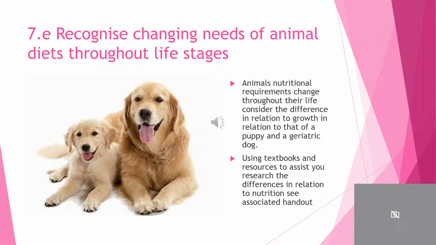Throughout your units, we have talked about changing life stages and how needs can vary, and again this will vary in relation to nutritional requirements. Nutritional requirements are going to change throughout an animal's life stages. Consider the difference in relation to the growth in a puppy and that of a geriatric dog who is no longer growing. What I would like you to do is, again, using textbooks and resources, research the differences in relation to this and see the associated handout for you to produce for your veterinary educationalist to mark.